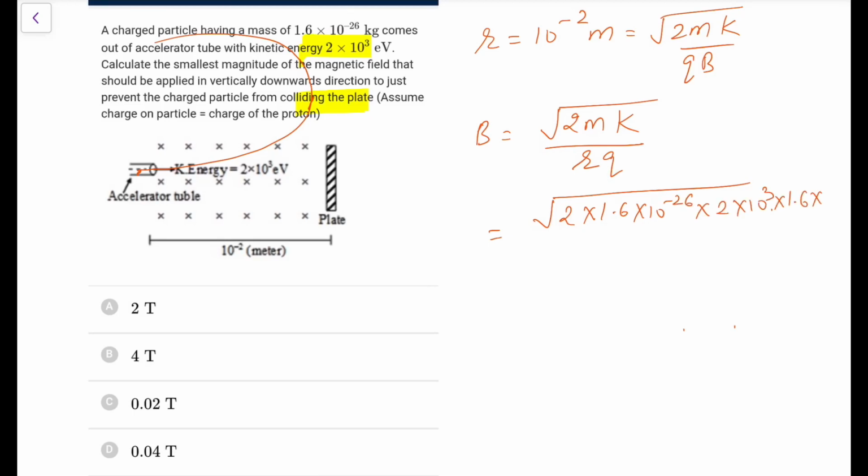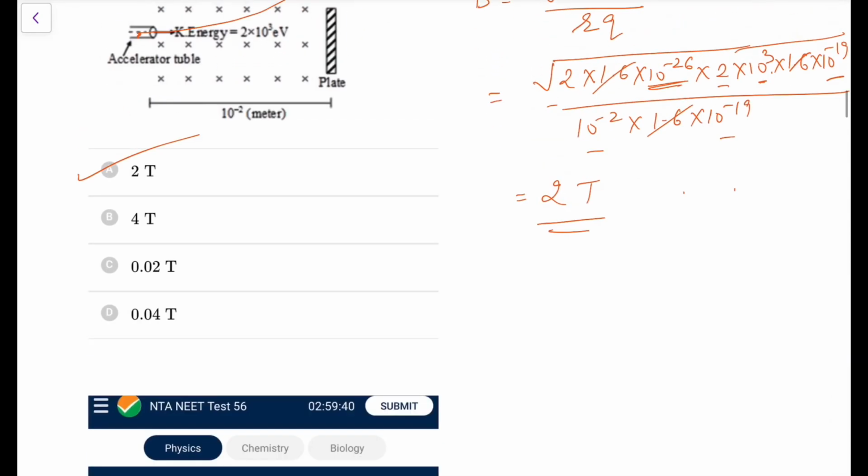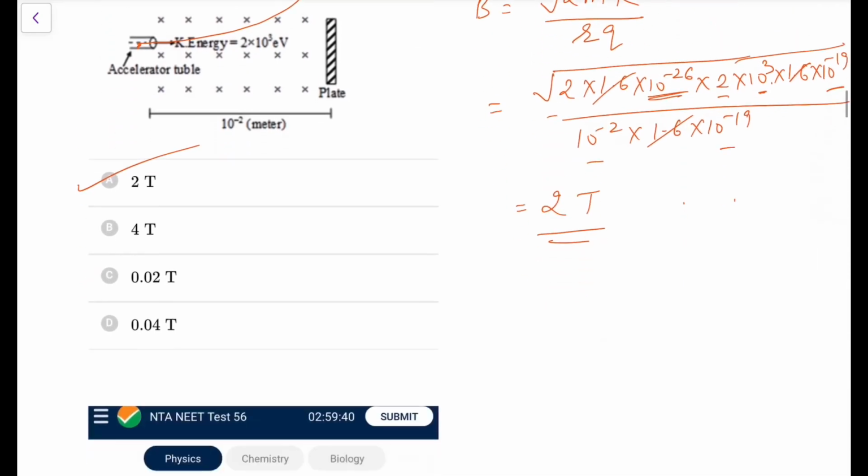Converted into SI unit, 10 to the power minus 19 upon r, which is 10 to the power minus 2. q is 1.6 into 10 to the power minus 19, so this 1.6 will get cancelled. This is 26, 23 and 19, 42, and this is 21, so 10 to the power 21 also gets cancelled. 2 2s are 4, so this simply comes out as 2 Tesla. So go for option A. The calculation appeared difficult, but it turned out to be quite easy.